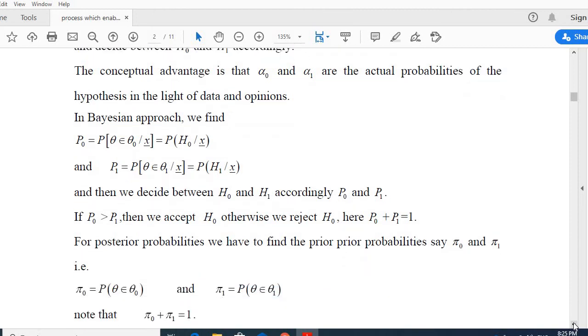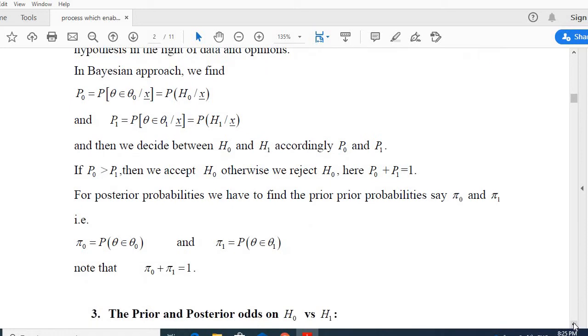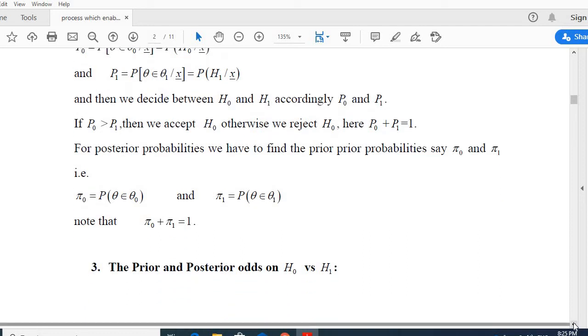If P1 is greater, P naught is greater than P1, then we accept H naught, otherwise we reject H naught. Here P naught plus P1 is equal to 1. For posterior probabilities, we have to find the prior probabilities, say pi naught and pi 1, that is pi naught is equal to P theta belongs to theta naught, and pi 1 is equal to P theta belongs to theta 1, where pi naught plus pi 1 is equal to 1.